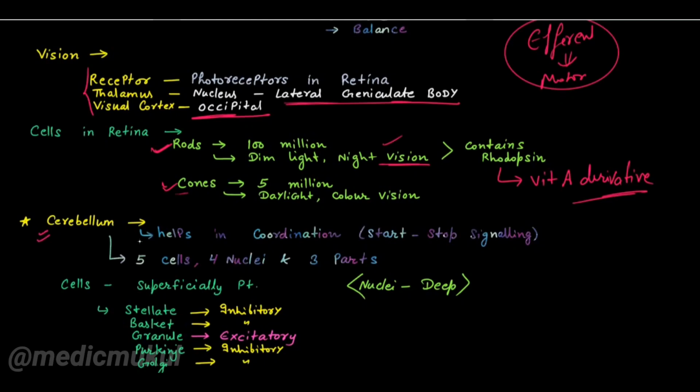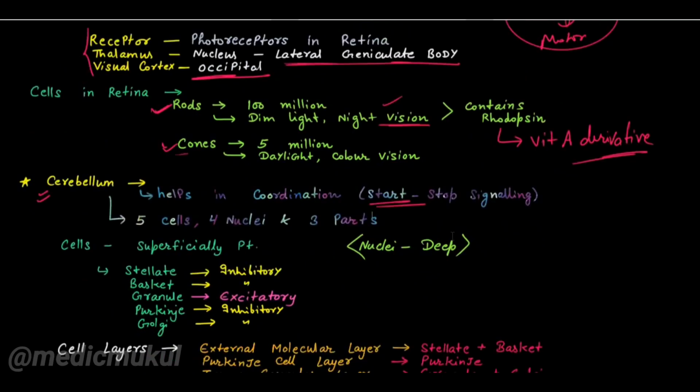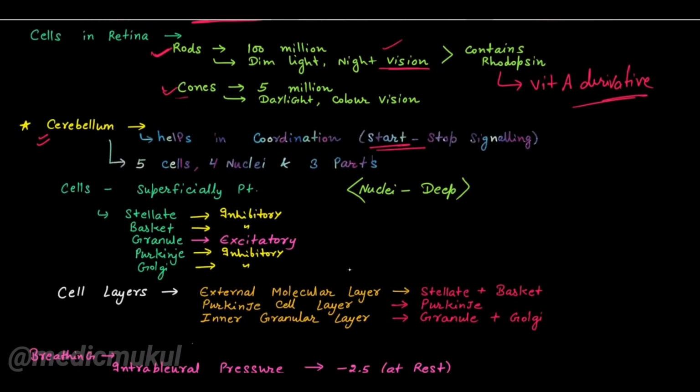Then the next is cerebellum. Cerebellum, when you think about the cerebellum, they help in the coordination, balancing movement, all these things. Control and coordination means cerebellum. So they will start and stop signaling. The cerebellum mainly contains 5 cells, 4 nuclei, 3 parts. So remember only the cells that are present in the cerebellum. These are the stellate, basket, granule, Purkinje and the Golgi cells.